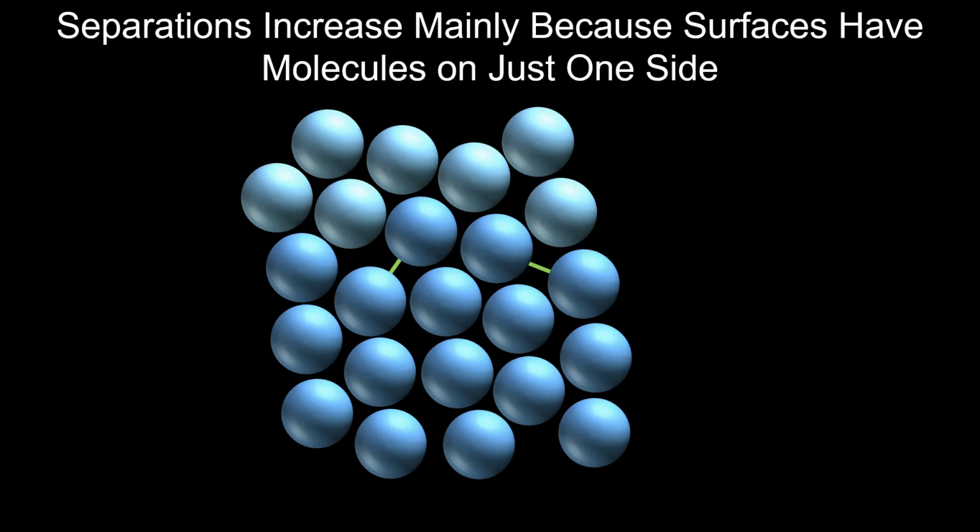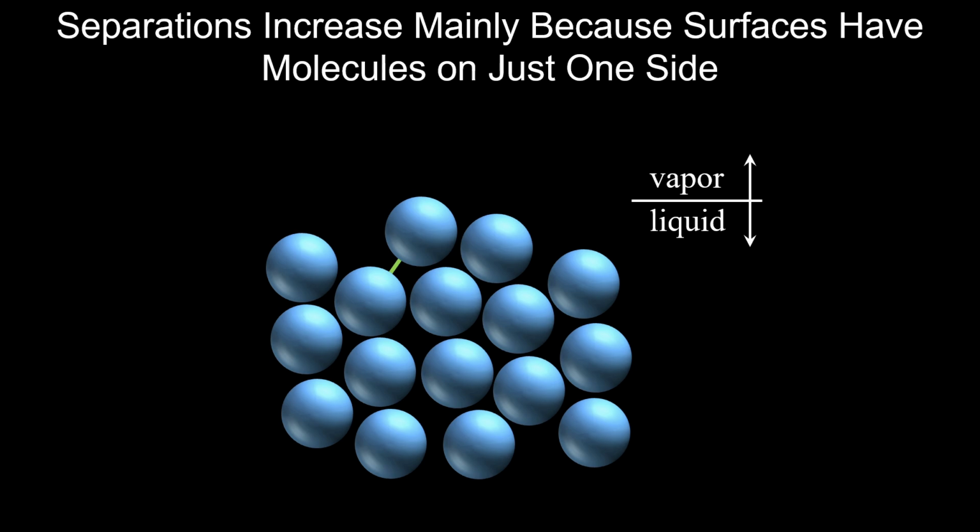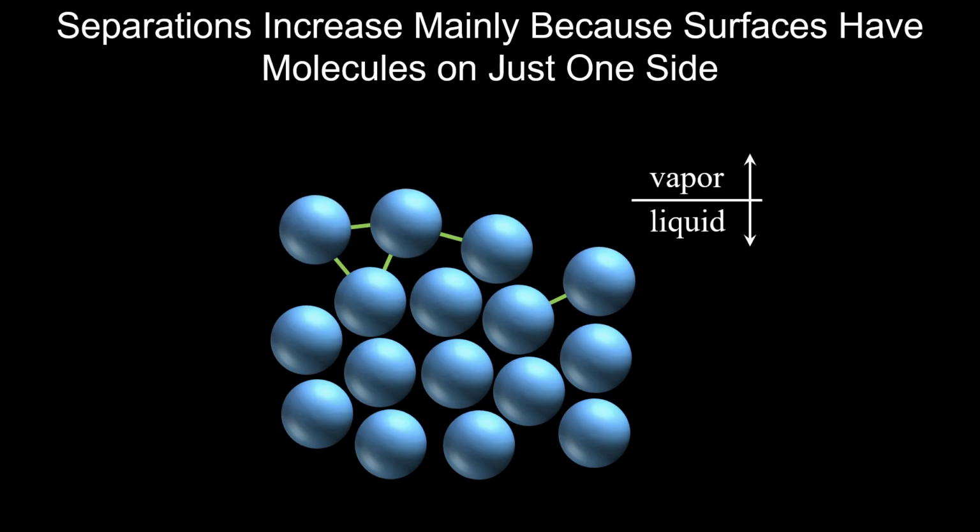But if some molecules are removed to produce a surface, then the surface molecules have more freedom of movement. And they can get further apart, resulting in increased attraction on the surface. The main cause of surface tension is that molecules at the surface have more freedom of movement since they have molecules on only one side.